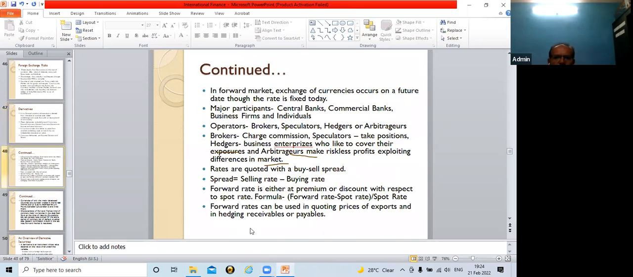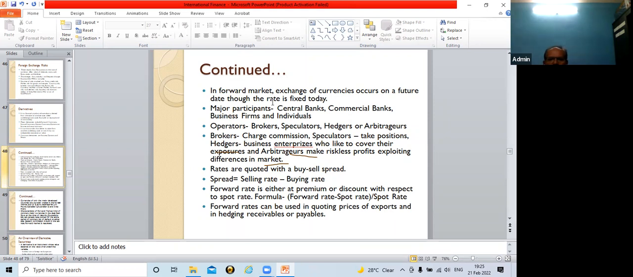Then we are continuing the same. In forward market, आता आपण बघितलं फॉरवर्ड सुद्धा हे एक वन ऑफ द मार्केट इन फॉरेन एक्सचेंज. In forward market, exchange of currencies occurs on a future date though the rate is fixed today. म्हणजे काय? Now today is 21st of February, and on 21st of February we are making one transaction that will happen on say 10th of March.